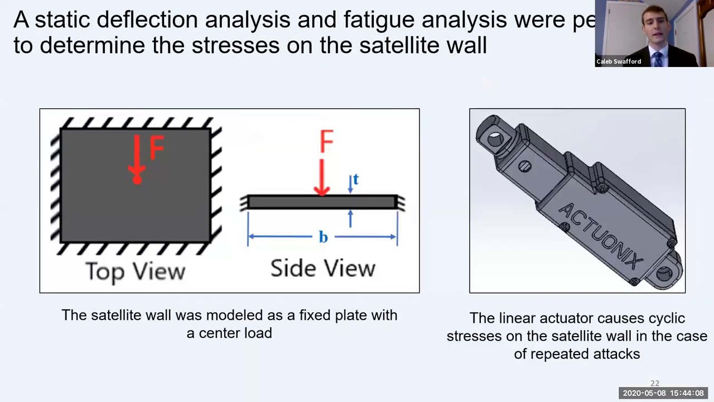The last two analyses that we ran were a static deflection analysis and a fatigue analysis on the satellite wall. Because if for some reason our linear actuator overextended, it could potentially cause permanent deformation or some kind of failure in the satellite wall. Or over repeated attacks, if it extends and presses on the satellite wall a bunch, it could cause fatigue failure.